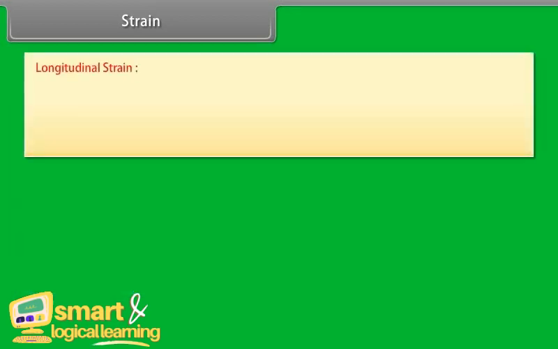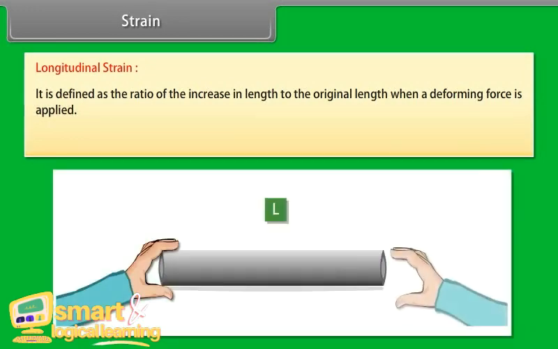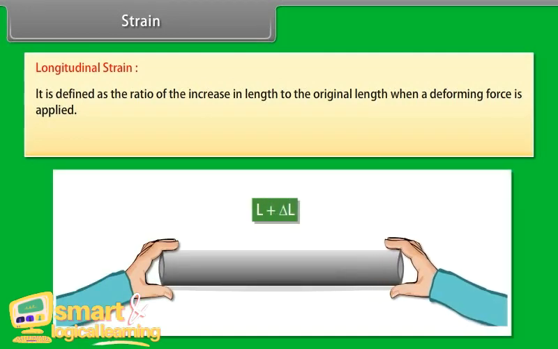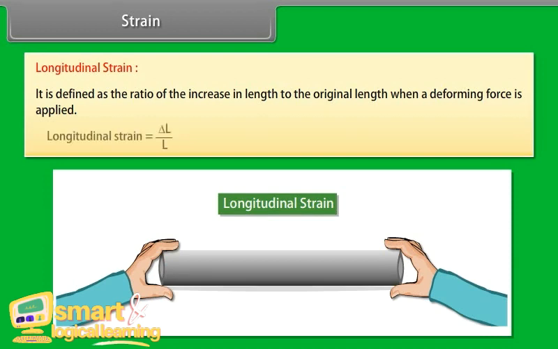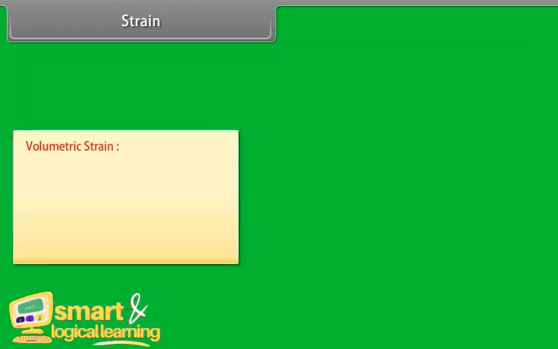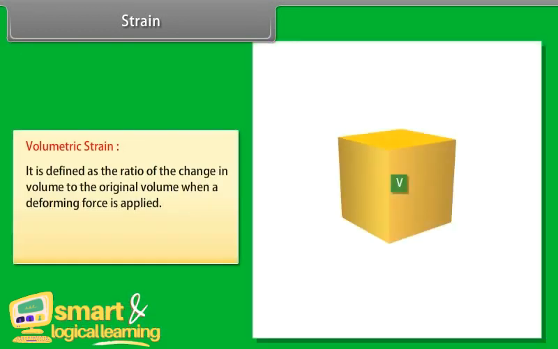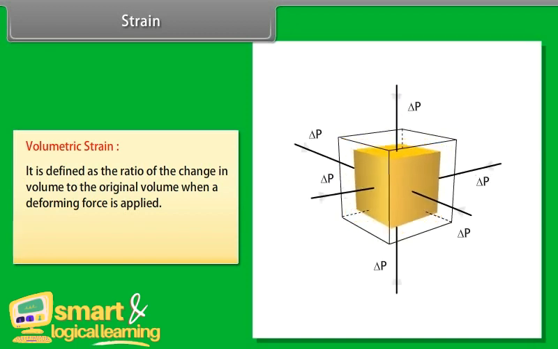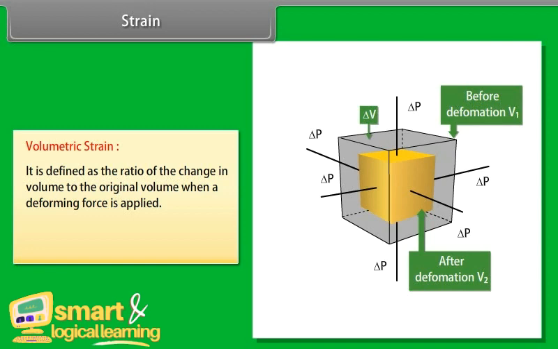Longitudinal strain. It is defined as the ratio of the increase in length to the original length when a deforming force is applied. Longitudinal strain is equal to delta L by L. Volumetric strain. It is defined as the ratio of the change in volume to the original volume when a deforming force is applied. Volumetric strain is equal to minus delta V by V.